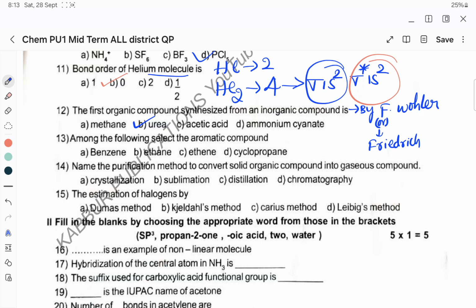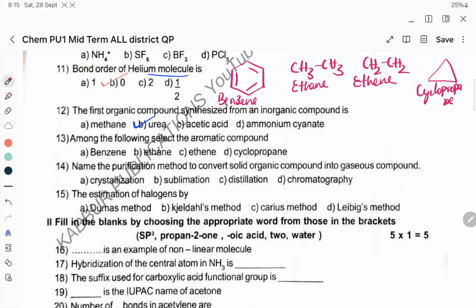Among the following, select the aromatic compound. See, the options are benzene, I have written the structure here. This is the benzene structure, and ethane, ethene and cyclopropane. See, some rules are there to obey for aromaticity. It has to have conjugation in the system, and second point, it has to obey the 4n plus 2 pi electron rule. If it is obeying conjugation and the 4n plus 2 pi electron rule, that is called aromaticity.